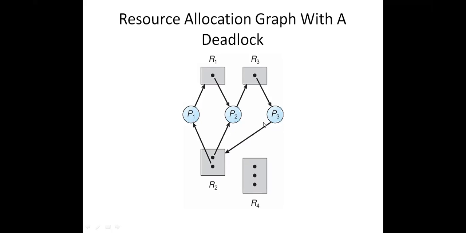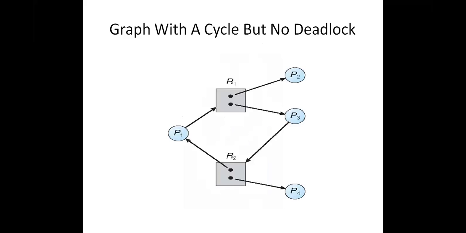So there is a cycle. P1 to P2, P2 to P3, again P3 to P1. That is a circular wait. If it is a circular wait, there is a cycle. If there is a cycle, then there is a chance of deadlock.